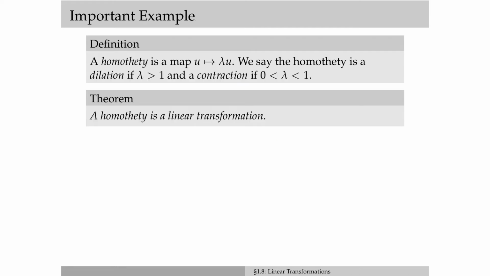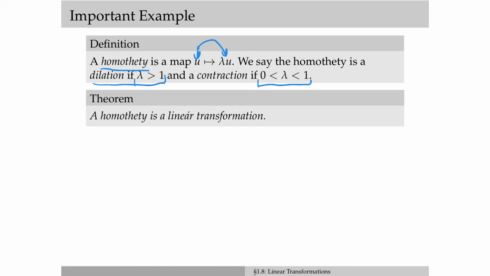Alright, here's a very important example of a linear transformation. It's called a homothety. Now that's a map that takes something and maps it to a constant multiple of itself. Alright, now we say a homothety is a dilation if lambda is bigger than 1, and it's a contraction if lambda is between 0 and 1.